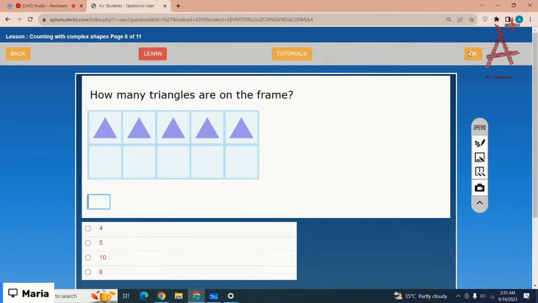How many triangles are on the frame? Which is the correct option? The correct option is, yes, very good. There are only 5 triangles. The correct option is 5.